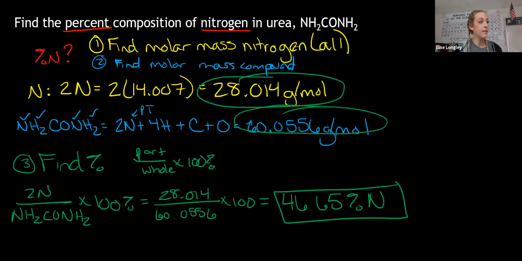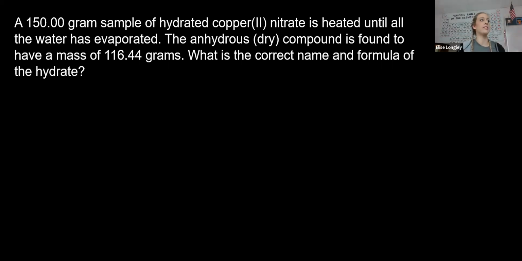In a problem like this one, it says a 150.00 gram sample of hydrated copper 2 nitrate is heated until all the water has evaporated. So they put this slushy salt in a beaker, and then they put heat to it, and they let all the water boil off until it was completely dry. And then once it's completely dry, they weighed it to see what was there. So it's not that they're bonding a different way, it's that we're taking water that's there and removing it so we can find the mass of just the salt. So whatever boiled off has to be the mass of the water, because of conservation of mass. So that is how we attack this problem.